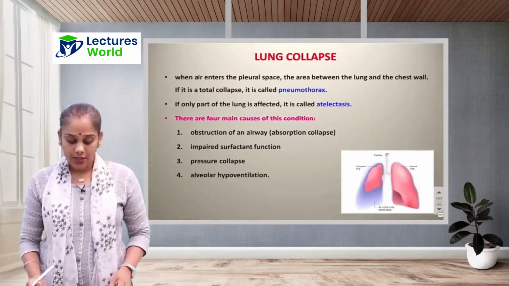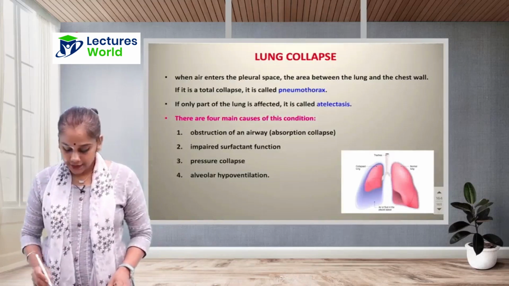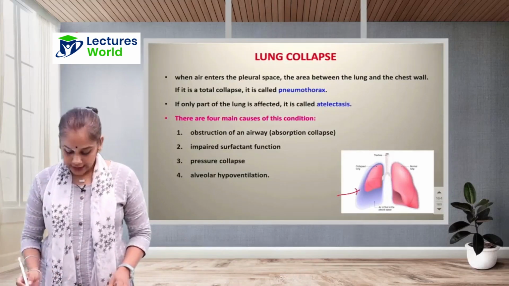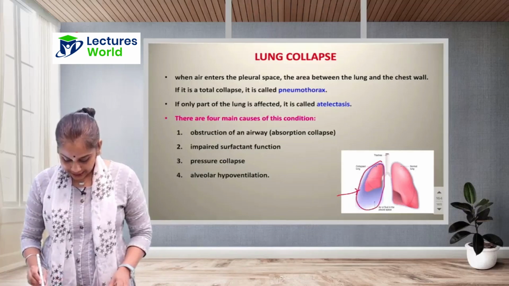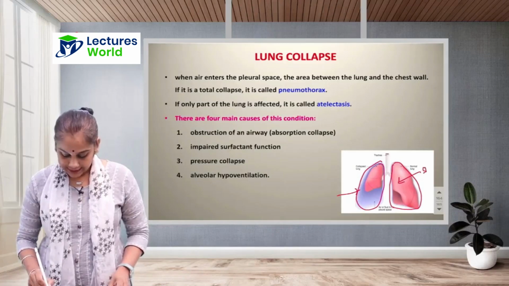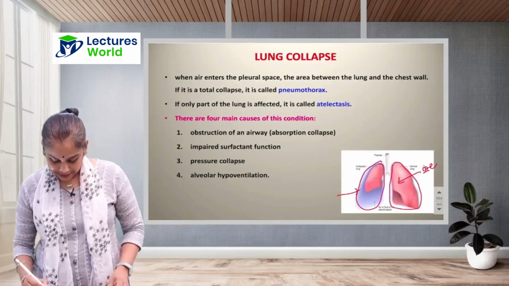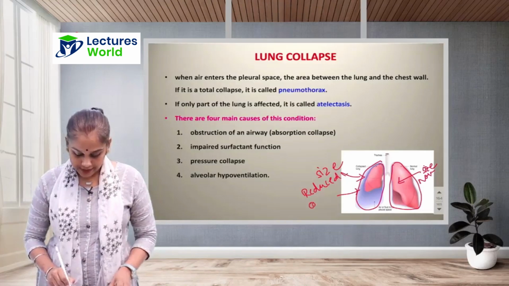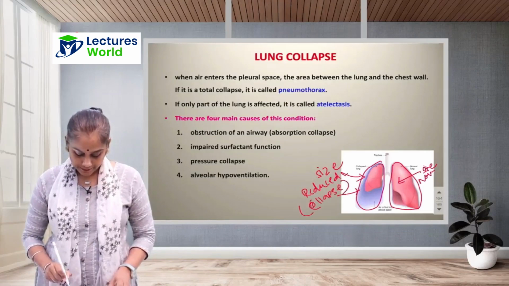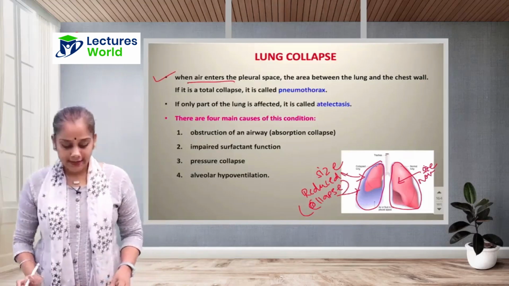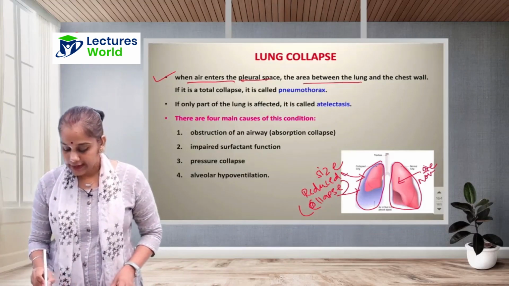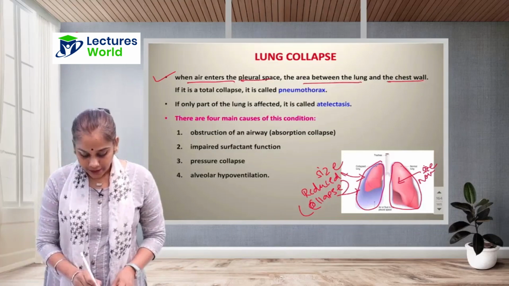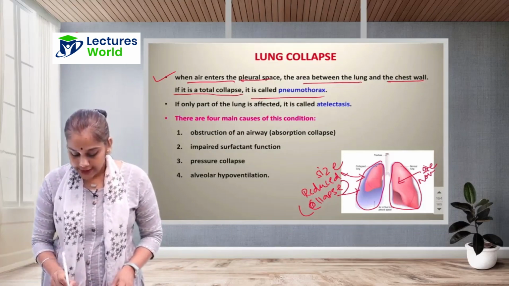Now the lung collapse. So what is lung collapse? You can see in the figure there is a collapse of the lung in this cavity. See, this is the normal lung, the size is normal. Here the size is reduced, or we can say collapsed. When air enters the pleural space, the area between the lungs and the chest wall, if it is a total collapse, it is known as a pneumothorax.